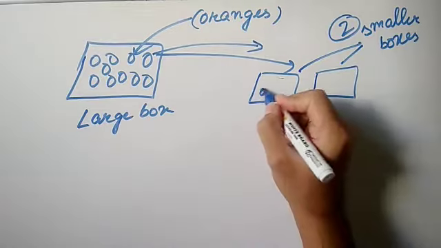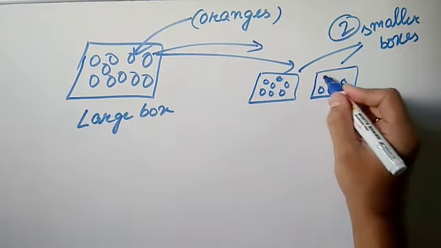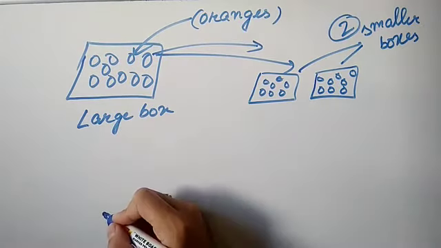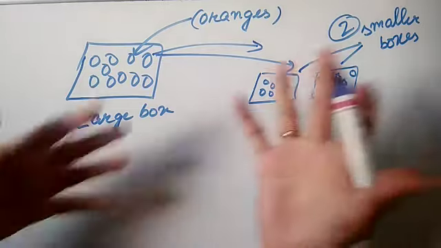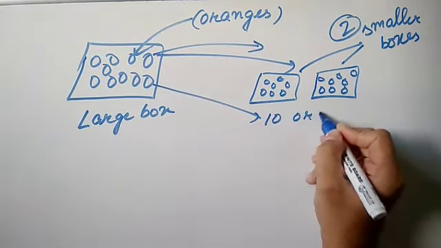Inside these smaller boxes there are also oranges. Understand? And after filling those 2 smaller boxes, how many oranges still remain? 10 oranges still remain, right?